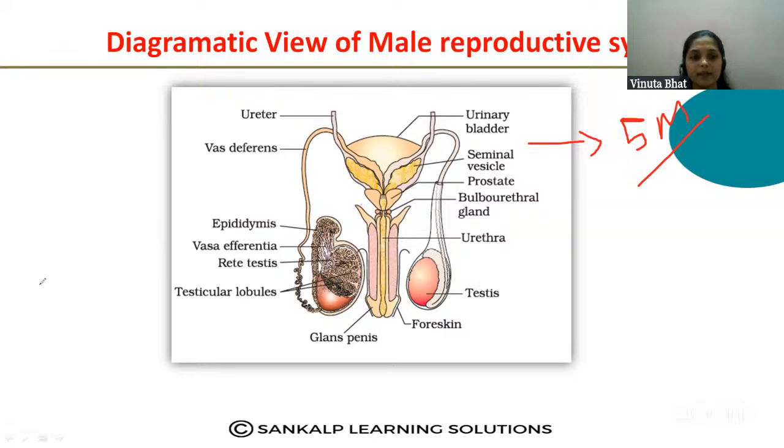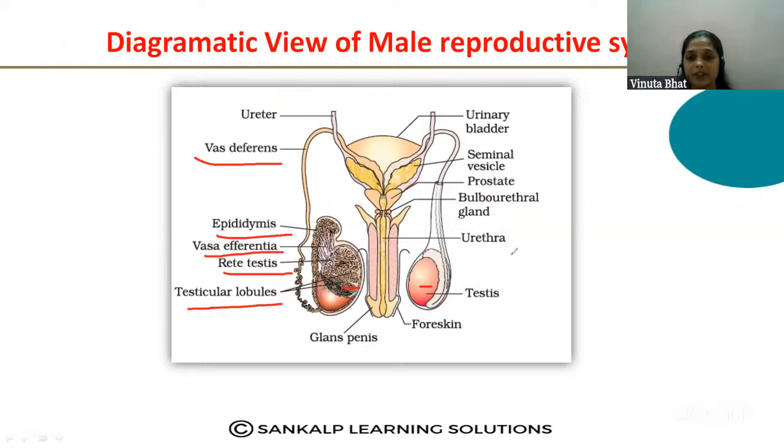In this structure, you can observe the pair of testes. Then the accessory ducts: epididymis, vasa efferentia, rete testis, and testicular lobules. These are the accessory ducts. Some glands you can also observe: prostate gland, bulbourethral gland, and seminal vesicle. These are the different glands present in the male reproductive system. Let us learn about the accessory ducts.